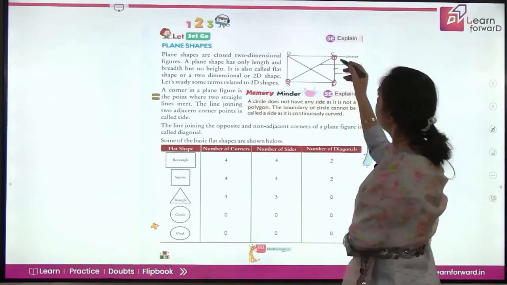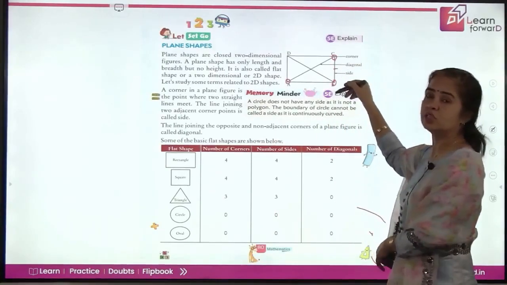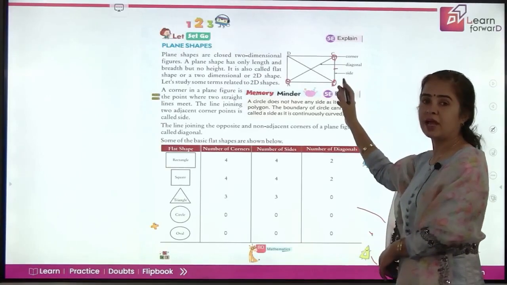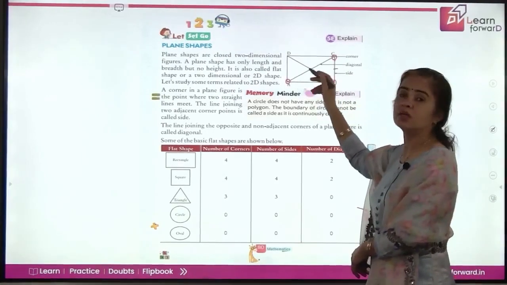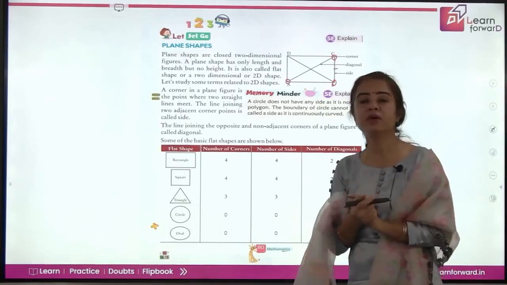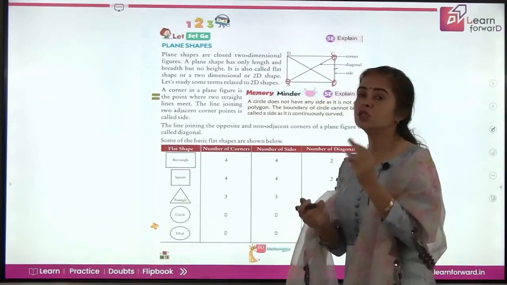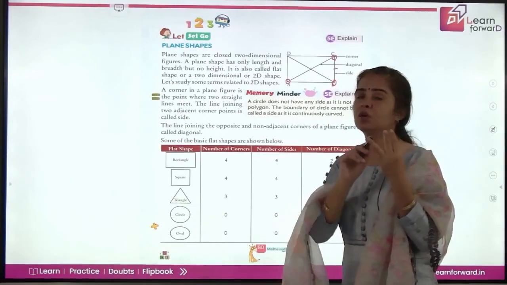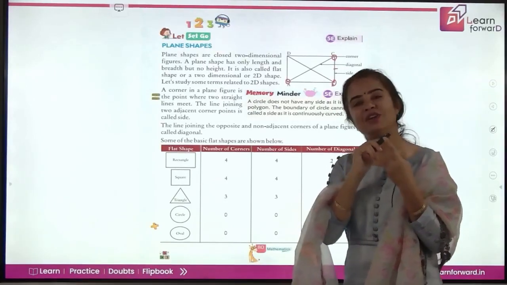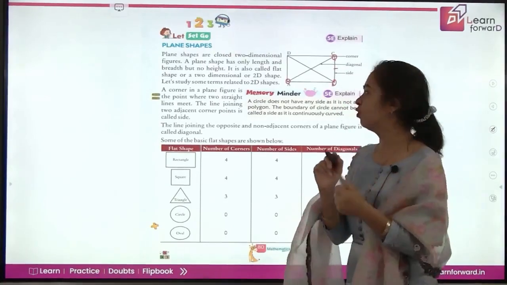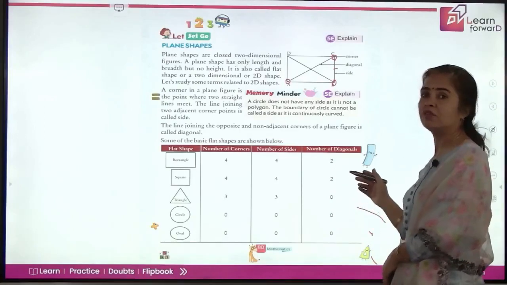When the side by side corners next to each other are joined, you get a side. But when opposite corners are joined, that line segment gives you the diagonal. Remember this. So 3 terms here now. You have the corners, you have the sides, and you have the diagonals. Perfect. So here are some basic flat shapes for you.